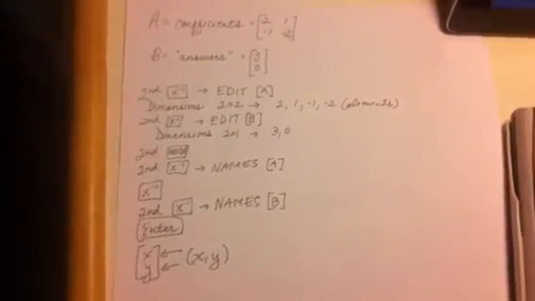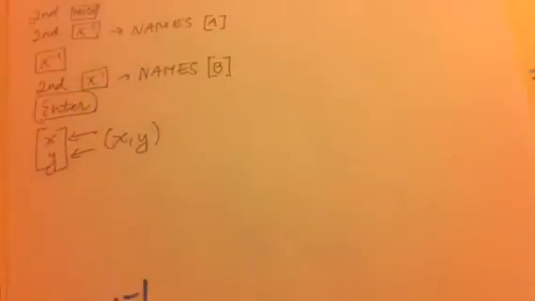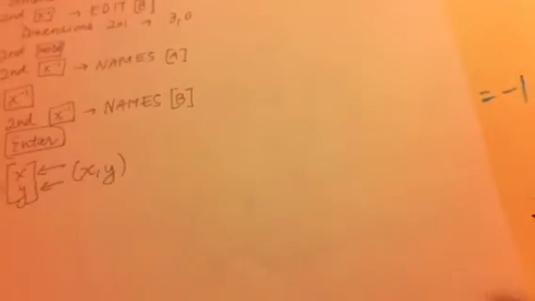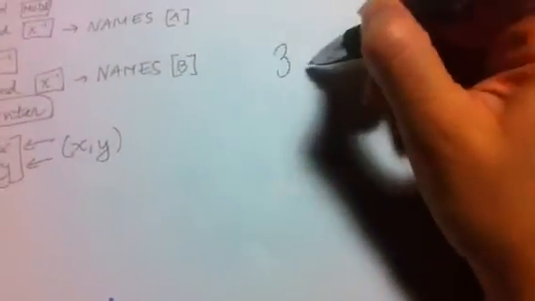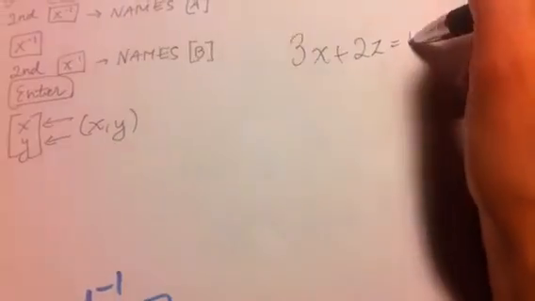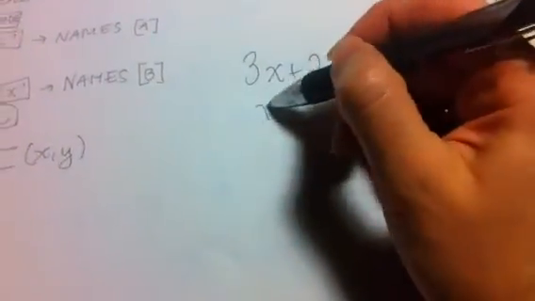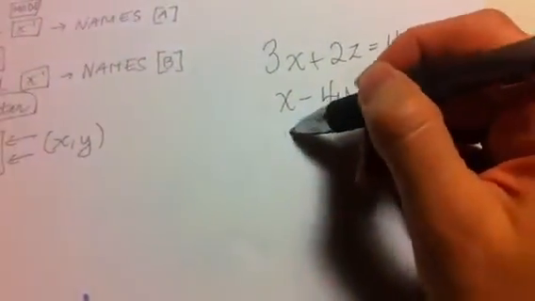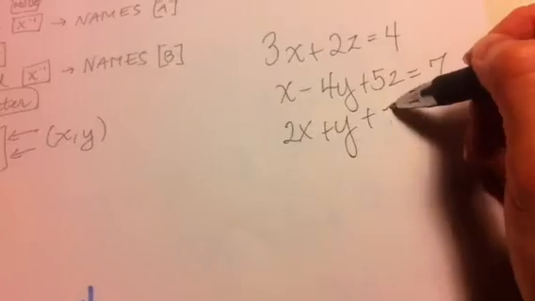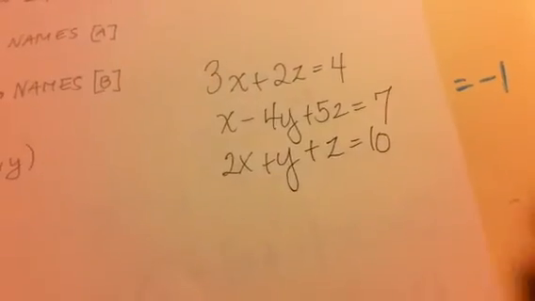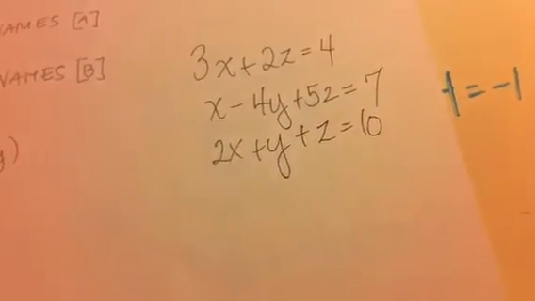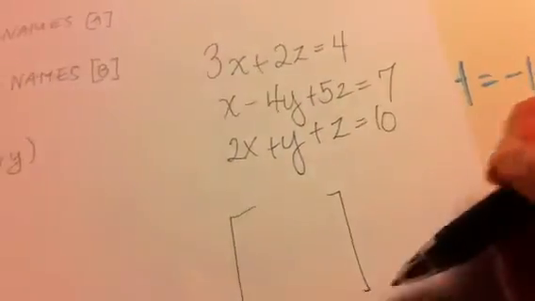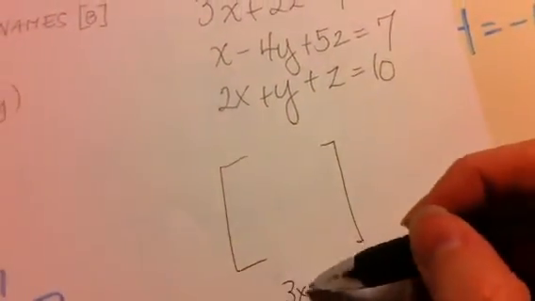And the same is true if you wanted to do a 3 system. I'm just going to make up a problem, so it's not really going to work out. But let's say we had 3x plus 2z equals 4, and then we had x minus 4y plus 5z equals 7, and 2x plus y plus z equals 10. Something like that. You could also follow the same exact procedure, except that instead of your A being a 2 by 2, your A would be a 3 by 3.